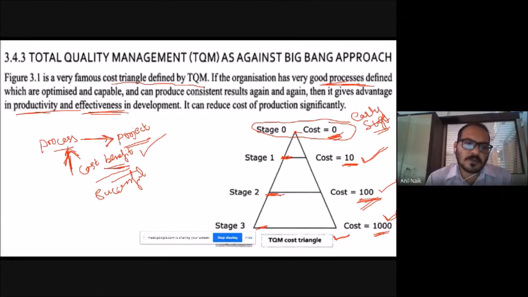This process is giving a cost benefit for this particular project. So the organization will repeatedly apply the same process to the other projects to get the advantage of productivity and effectiveness.